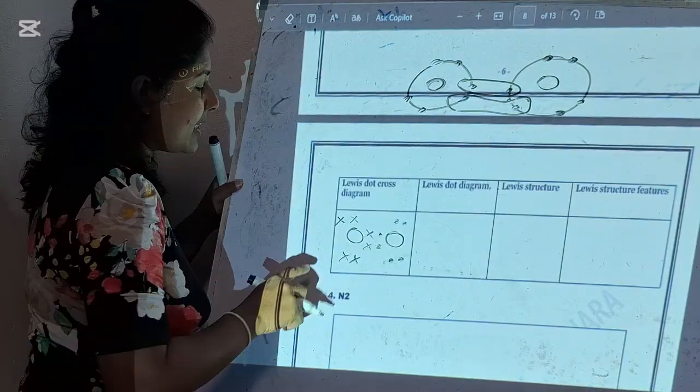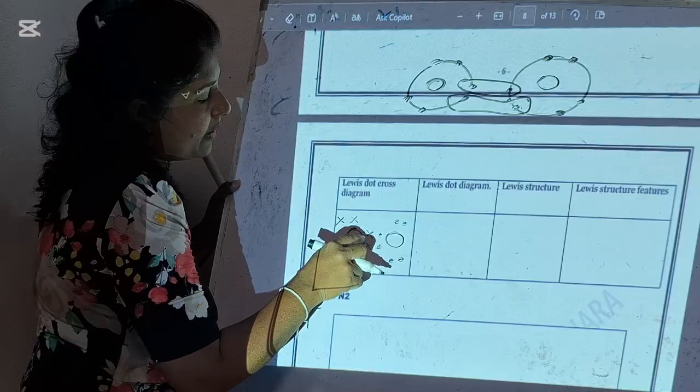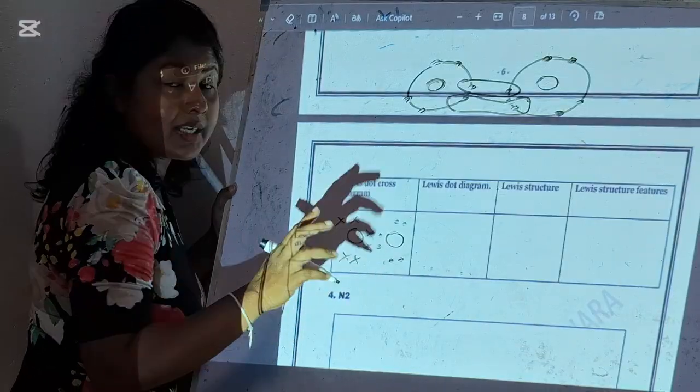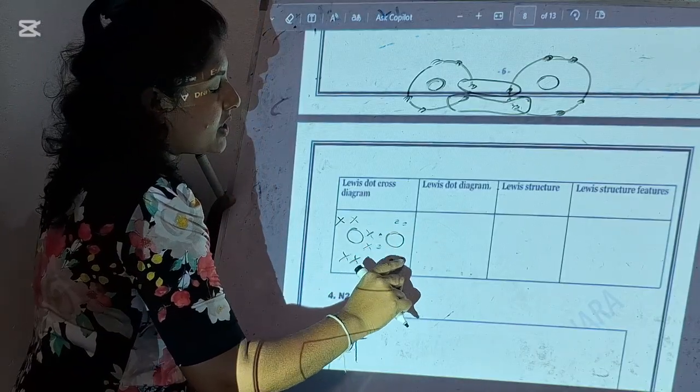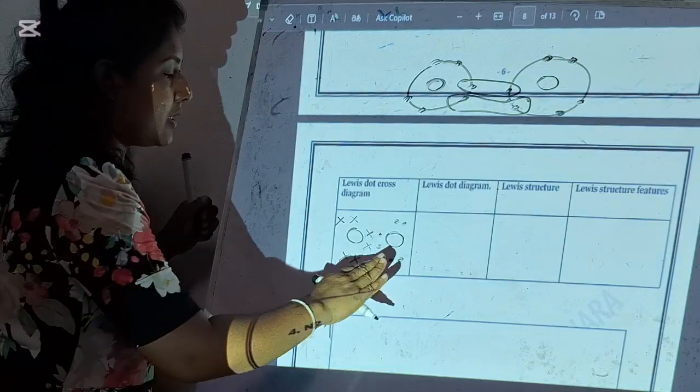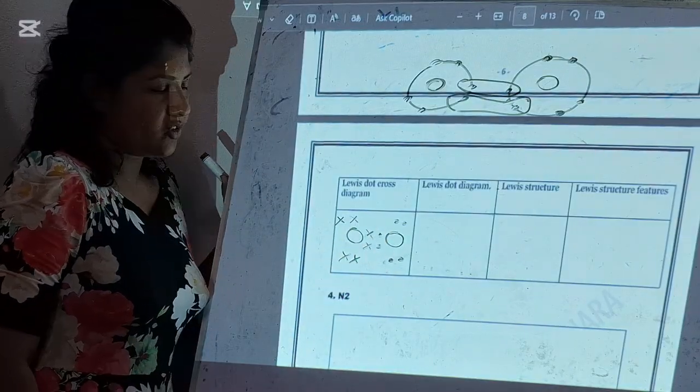Shall we calculate it again? 1, 2, 3, 4, 5, 6, 7, 8. Around this oxygen, 8 completed. 1, 2, 3, 4, 5, 6, 7, 8. Around this oxygen, fully completed the last shell.